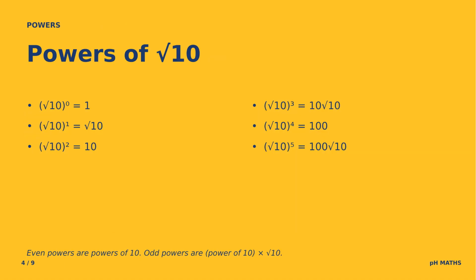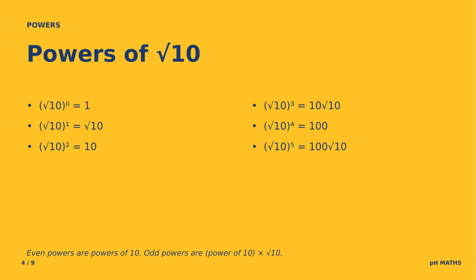Powers of root 10. Root 10 to the 0 is 1. Root 10 to the 1 is root 10. Squared is 10. Cubed is 10 root 10. Fourth is 100. Fifth is 100 root 10. And here's the neat one: root 10 is equal to 10 to the 1/2. So root 10 to the n equals 10 to the n over 2. That's the bridge between surds and exponents.